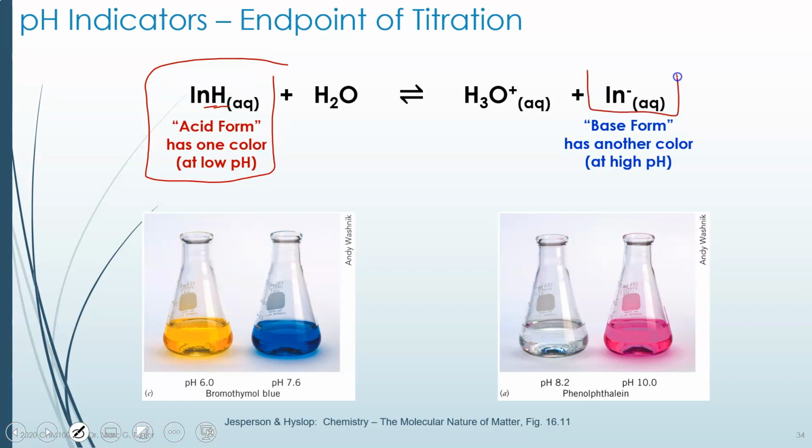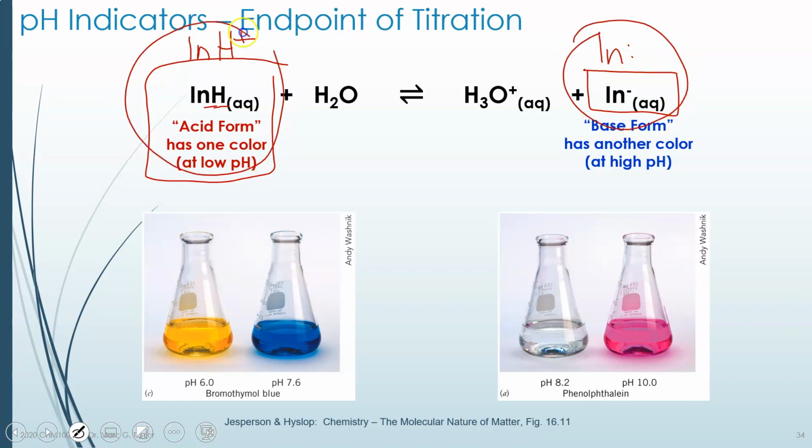And there's a form when the indicator doesn't have that proton on it. So I've represented it as indicator with a negative sign. I could have written this, by the way, as indicator with an H plus here to show a proton, and I could have written this as an indicator with no charge here and maybe a lone pair of electrons. It doesn't matter which way you write it. It's still, this is the basic form and this is the acidic form.